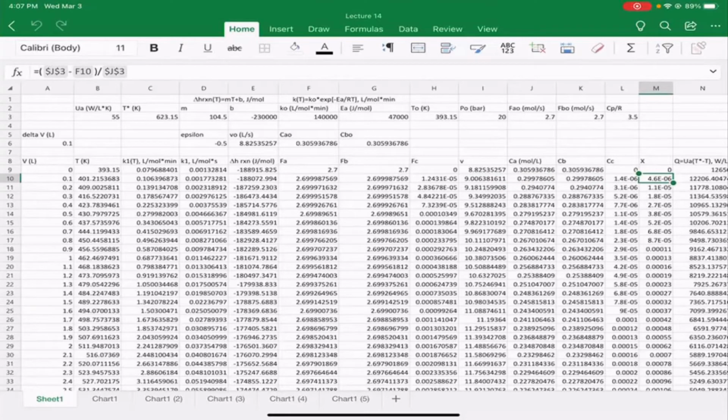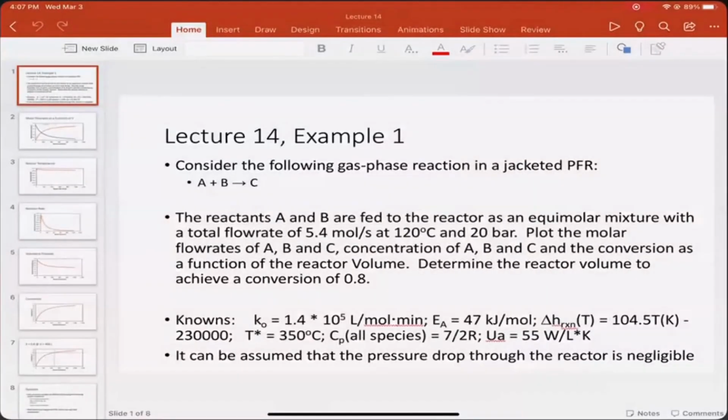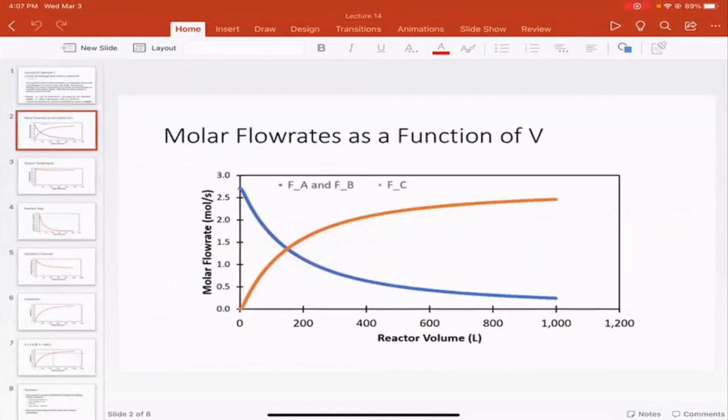And when you try to reproduce this problem later on your own, here's a set of values that you can rely on and know that you're doing this implementation correctly. So let's actually answer the problem here. Now, the first thing that is asked for is the molar flow rates. And so here they are, right?